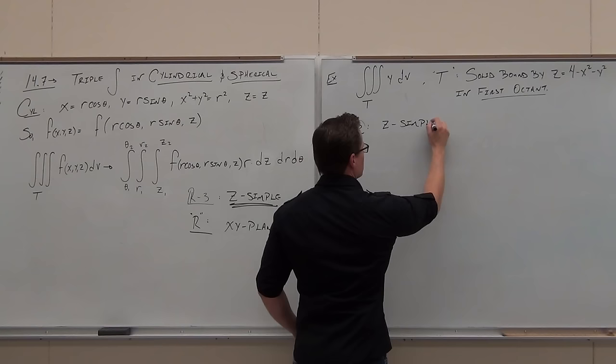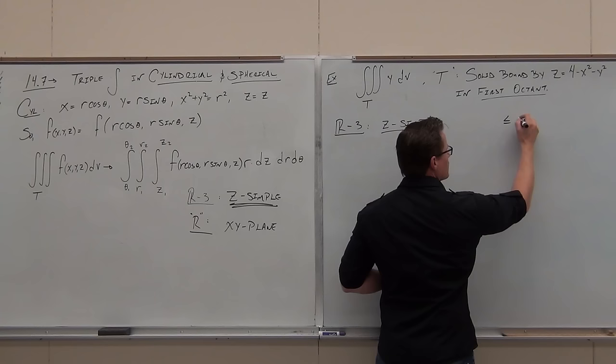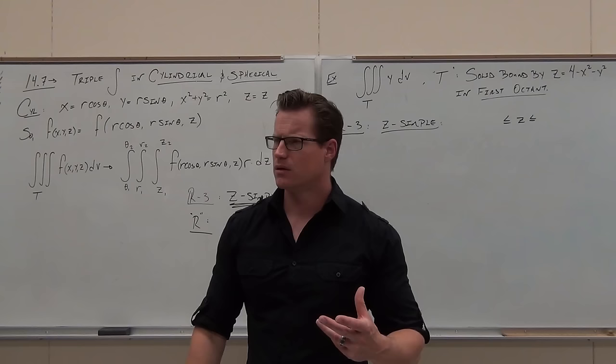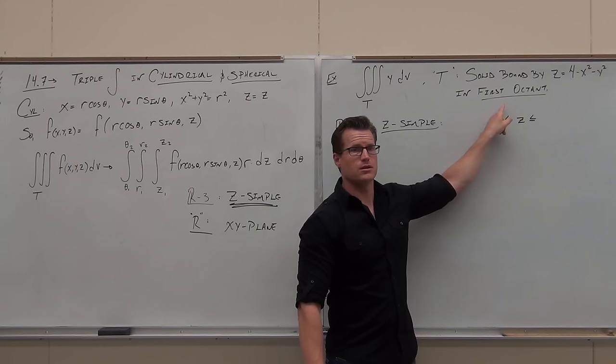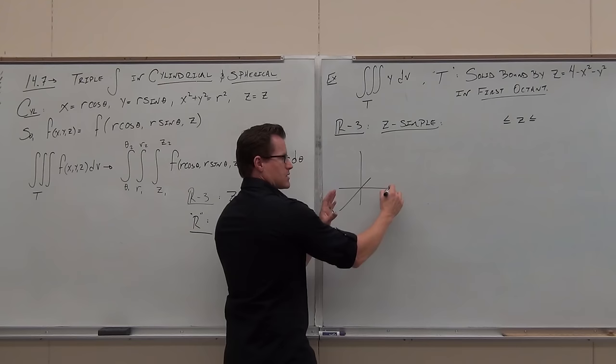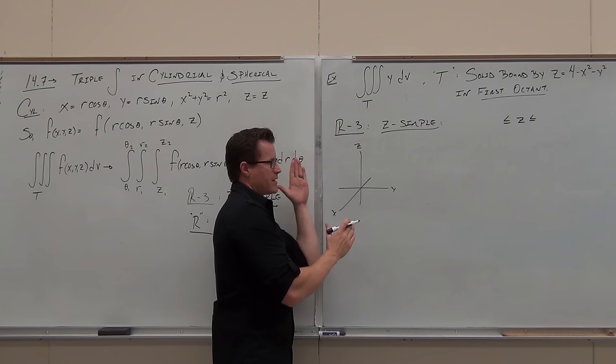Z simple means that Z has to be matched between two functions of Z. What's the bottom one? Zero. How do you know it's zero? What says it's zero up there? The first octant does. If we're in the first octant, we're floating up here. Here's X, here's Y, here's Z. We're over the first octant, so we're bound by the XZ plane, the YZ plane, and the XY plane. Does that make sense?